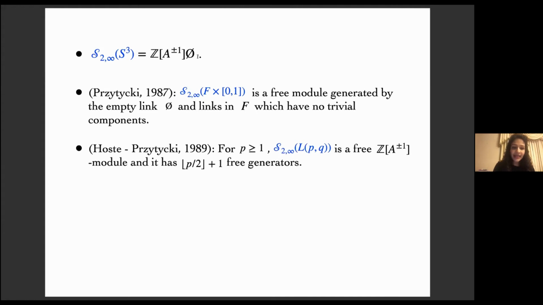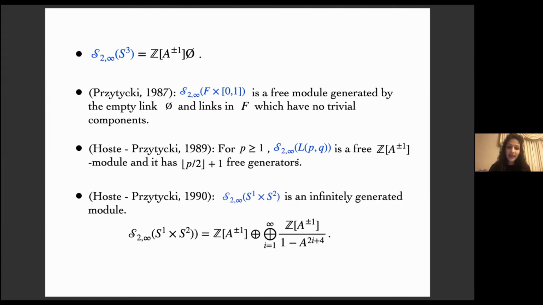In 1989, Jim Hoste and Joseph computed the Kauffman bracket Skein module of lens spaces L(p,1) when p is greater than or equal to 1. And they showed that this module is a free R-module, and it has floor of p by 2 plus 1 free generators.